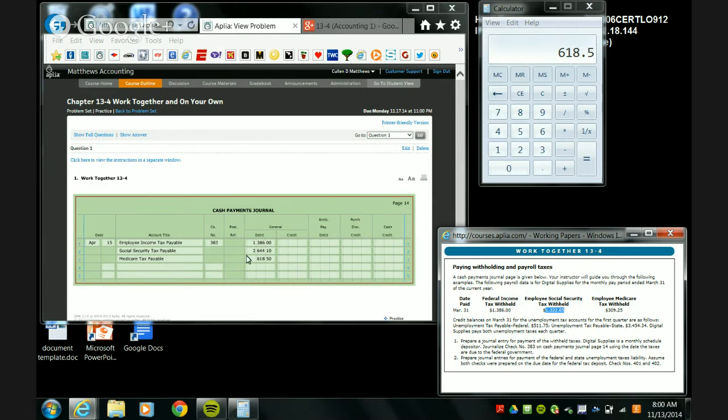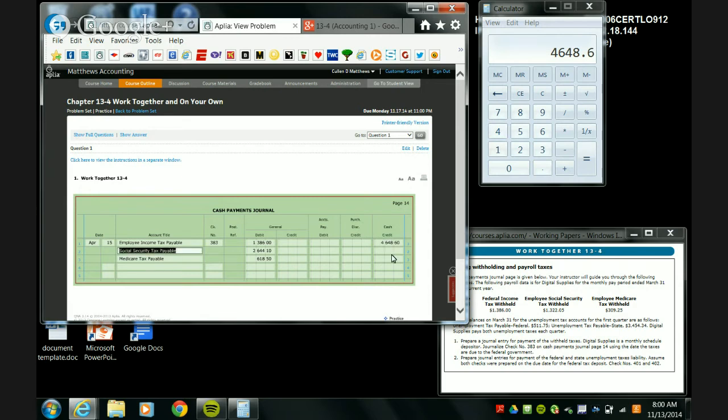All right, so we've got these. Again, we're paying these, so we're actually paying the government in this part. So we've got a cash credit of all of these added up. So we've got $618.50 plus $2,644.10 plus $1,386 equals $4,648.60. Okay, just those added up is our cash credit, because once again, this is when we are paying this.